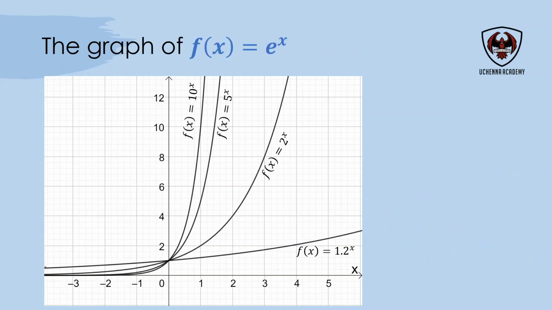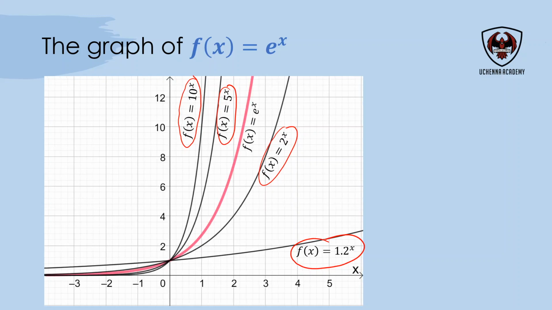Now, if I show you different functions here, these are all growing functions. 10 to the exponent x, which is super steep, 5 to the exponent x, less steep but really steep, 2 to the exponent x is right here, 1.2 to the exponent x, still growing but not nearly as fast as the others. Where would e to the x be? Pause the video and try to guess. If you guess between 2 and 5, you're absolutely correct. It's right there.